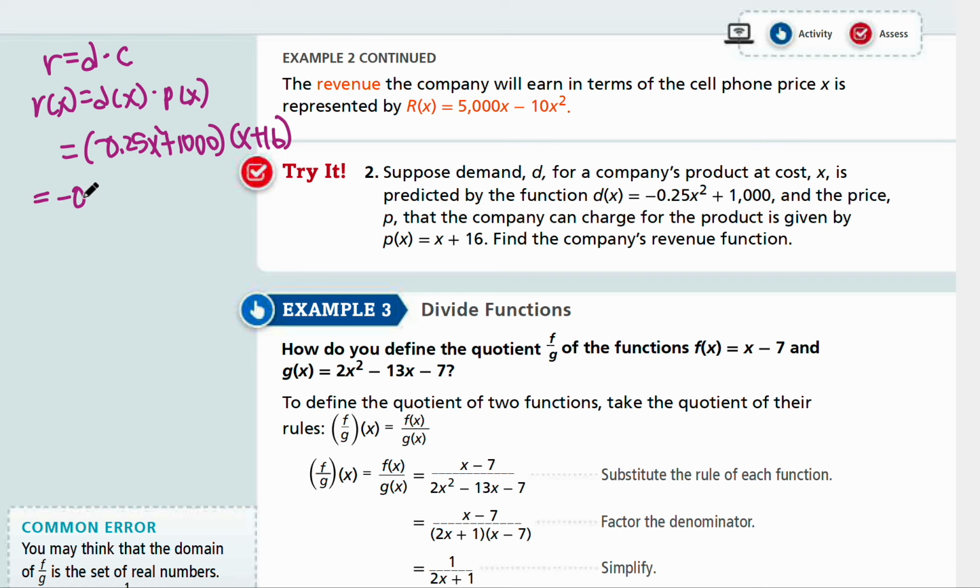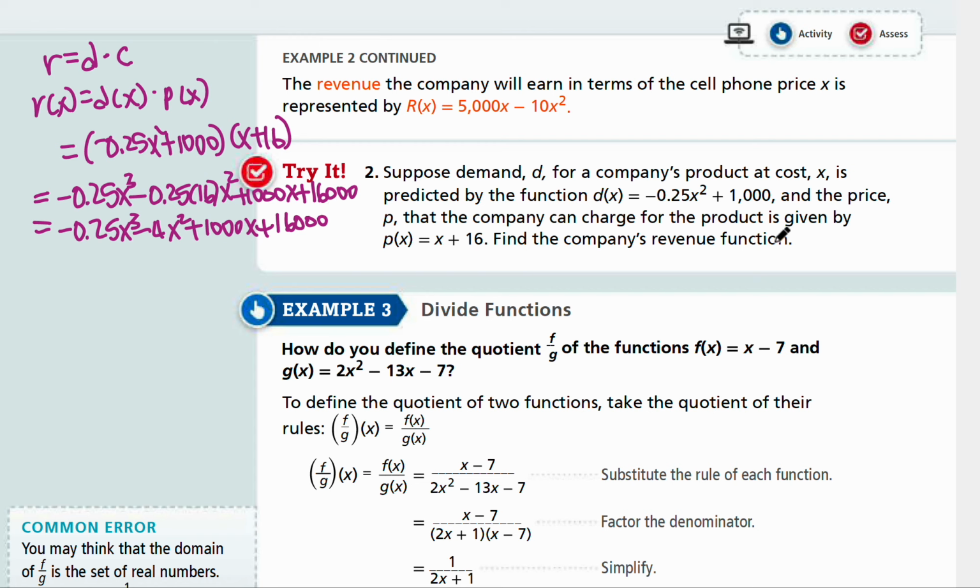And that's equal to negative 0.25 x cubed minus 0.25 times 16 times x squared plus 1,000 times x plus 16,000. And then you're going to combine like terms, and you should have negative 0.25 x cubed minus 4x squared plus 1,000x plus 16,000. And so that's our revenue function. R of x is equal to negative 0.25 x cubed minus 4x squared plus 1,000x plus 16,000.